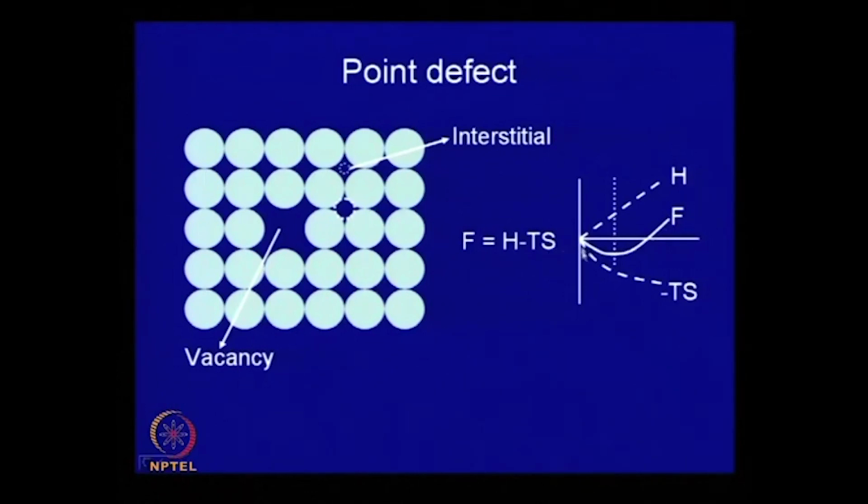That means this axis is the energy, this axis is the concentration. So, there is an equilibrium concentration of vacancy. If the vacancy keeps on increasing, the free energy decreases and it attains a minimum somewhere here. So, this is the stable configuration. One can say that this is the equilibrium concentration of vacancy in the system.